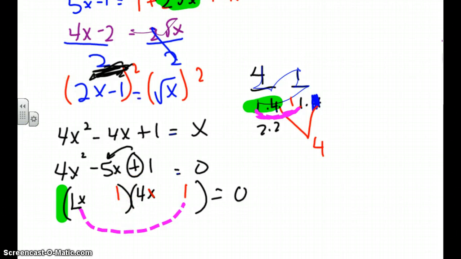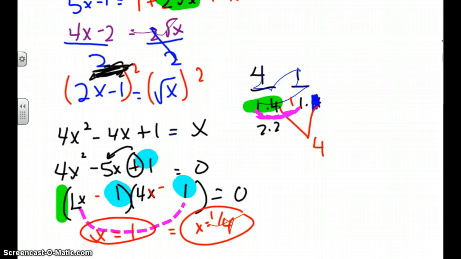My last term needs to be a product of 1 as well. So this was kind of an easier problem. But this says signs are going to be alike, and they're both negative. And so now I'll end up with x equals 1, or x equals 1/4.